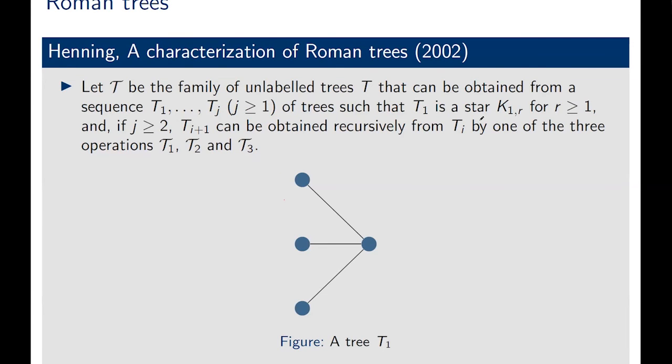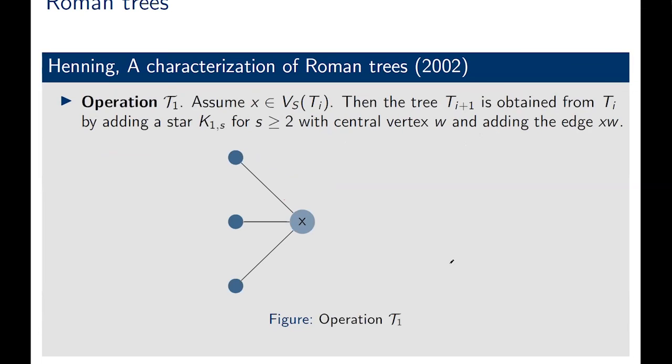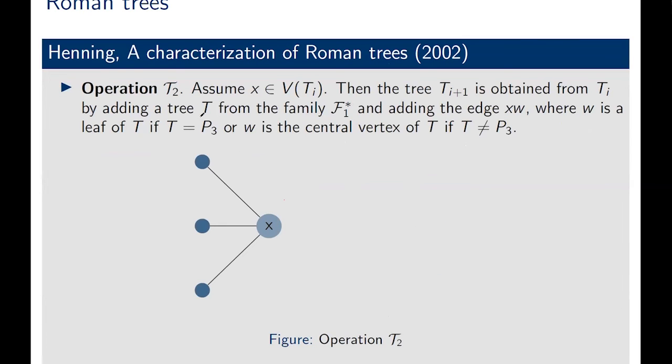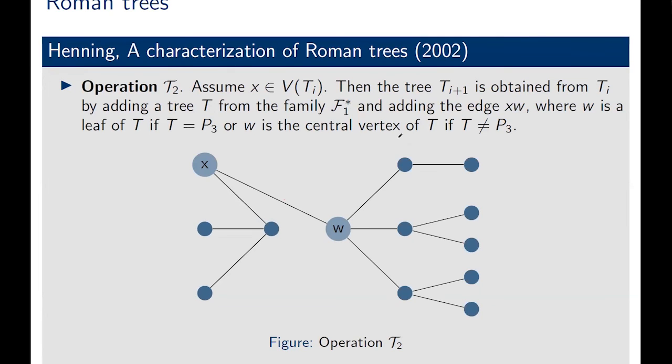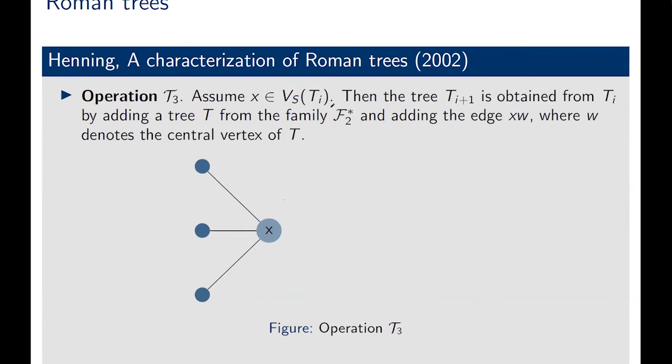Okay, so let T be the family of all unlabeled trees that can be obtained from the sequence of trees T1, so the first tree in our sequence is a star. The star is obviously a Roman tree. I showed you on the previous slides a star as an example of a Roman graph. Every other tree can be obtained recursively from the previous Roman tree by one of 3 operations. One of them is to add another star and an edge. Operation T2 is adding a tree from a family I didn't show you, F1 star, like that or like that. And another operation, the last one, is to add a tree from family F star 2.